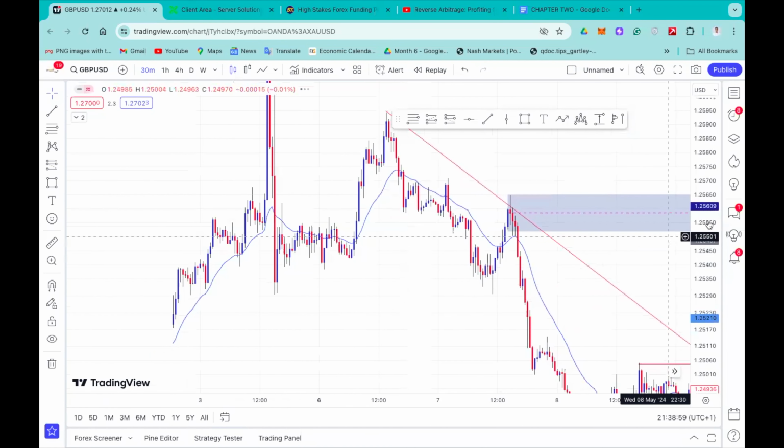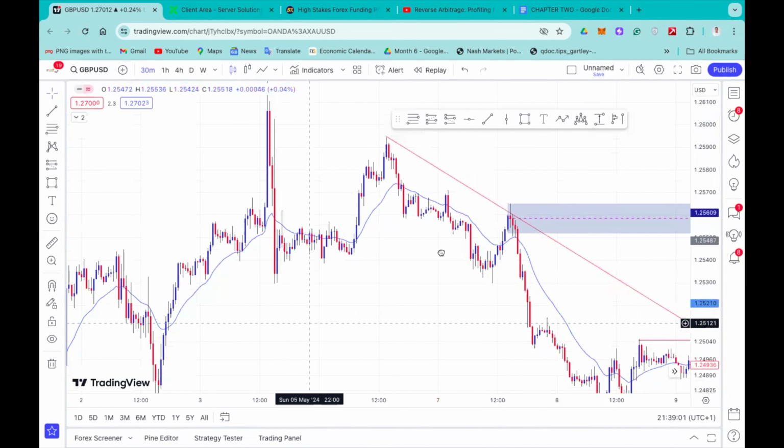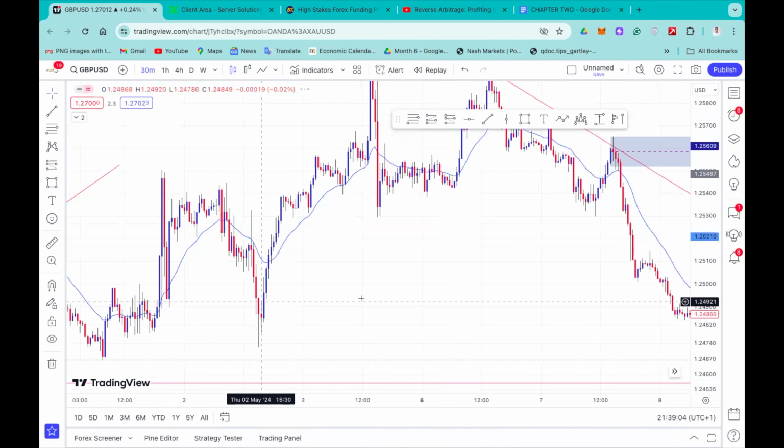So that is the way it is. It's not every last bearish candle you see that is an order block. No, you must see that imbalance in price.